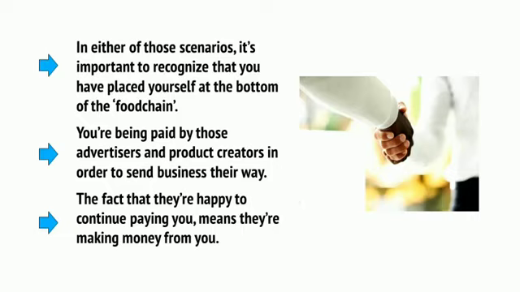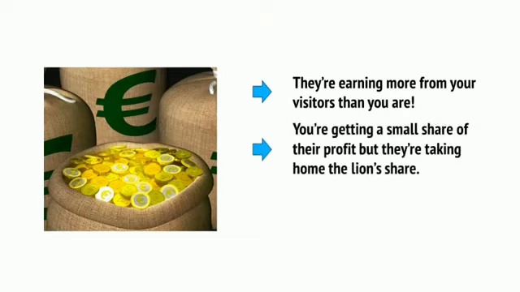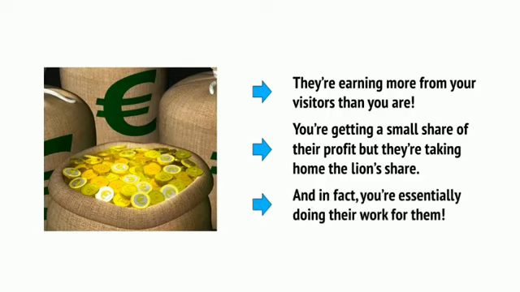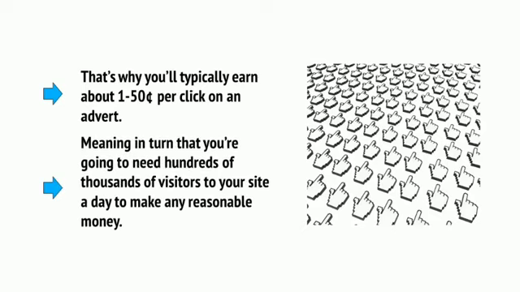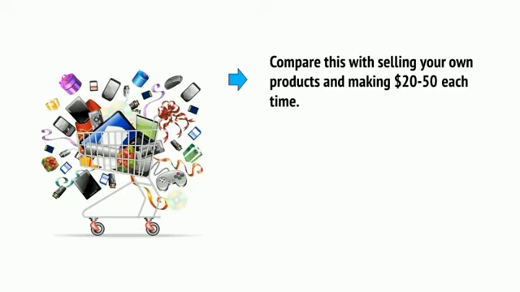The fact that they're happy to continue paying you means they're making money from you. In other words, they're earning more from your visitors than you are. You're getting a small share of the profit, but they're taking home the lion's share. And in fact, you're essentially doing their work for them. And that's why you'll typically earn about 1 to 50 cents per click on an advert, meaning in turn that you're going to need hundreds of thousands of visitors a day to your site to make any reasonable money. Compare this with selling your own products and making $20 to $50 each time.